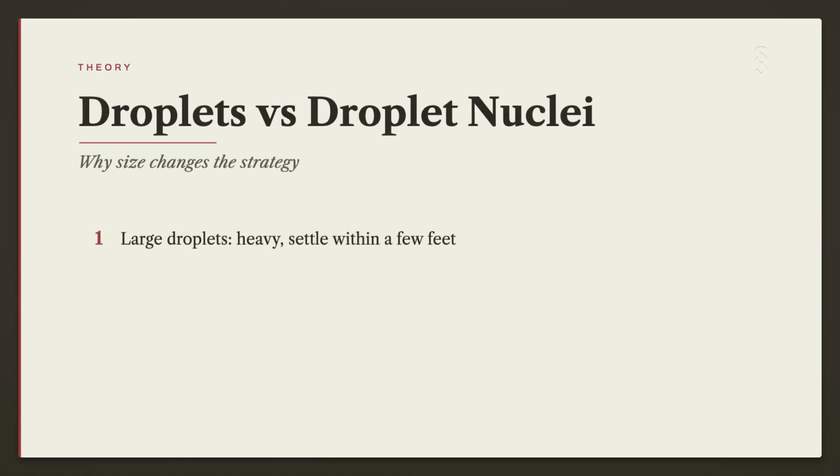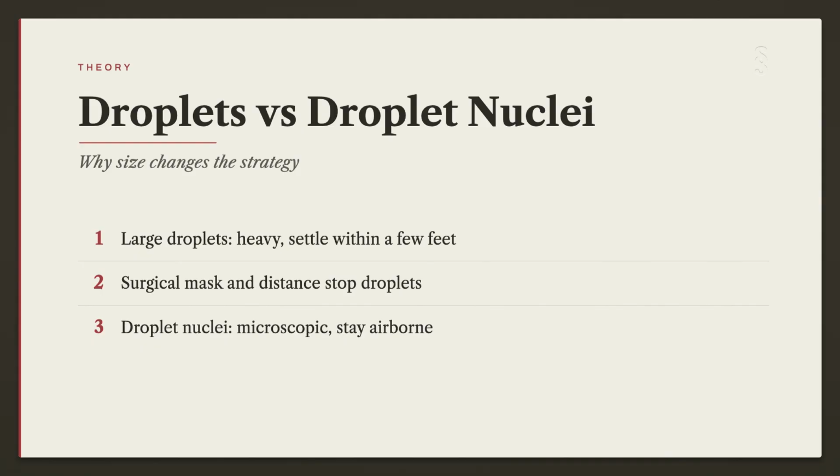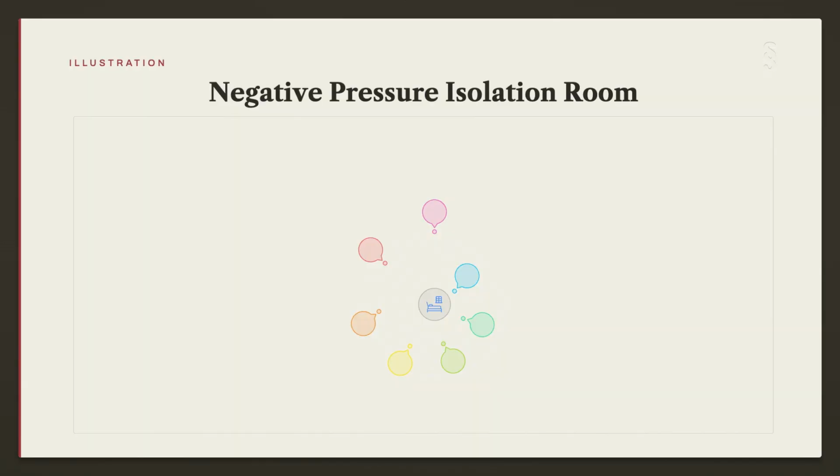Large respiratory droplets are heavy, travel only a short distance, and settle onto surfaces, so distance and a surgical mask work fine against them. Droplet nuclei are the tiny residue left after those droplets evaporate. They stay suspended, ride air currents, and demand engineering controls, not just barriers. The room is held at negative pressure, so air always flows inward when the door opens, and contaminated air never escapes into the corridor. Air is exchanged rapidly and either exhausted outside or passed through high-efficiency filters.